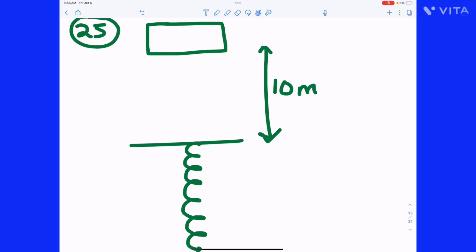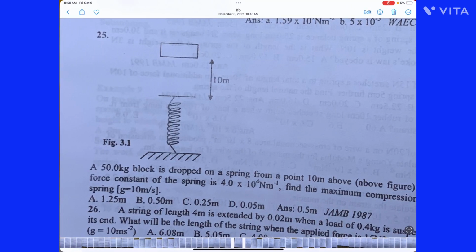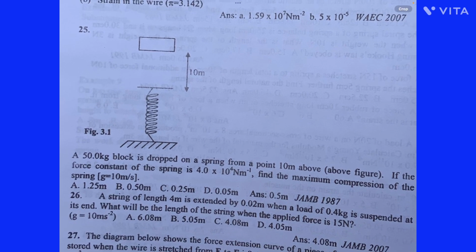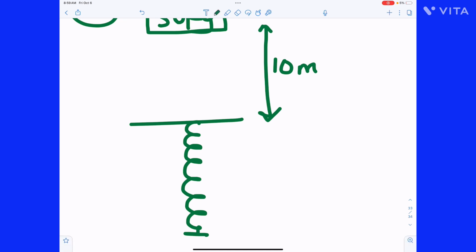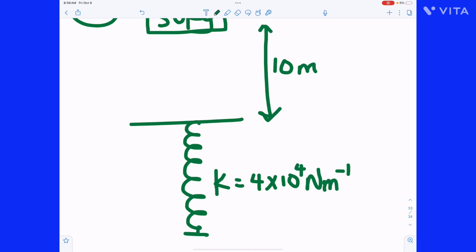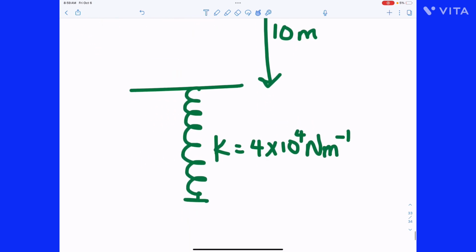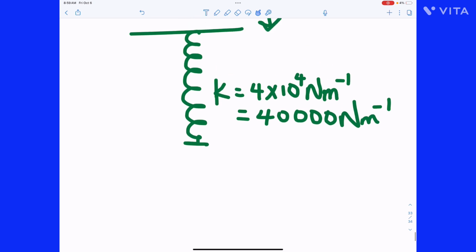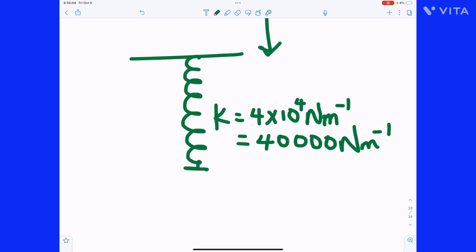Okay, this is just about energy conversion. It will be easy. 50 kilogram block is dropped from a point 10 meters above on a spring. The question now says, if the force constant of the spring is 4 times 10 raised to the power 4, find the maximum compression. Force constant of the spring, K, is 4 times 10 raised to the power 4 Newton per meter. First of all, let me change this to ordinary: 40,000 Newton per meter. So let's just keep that.